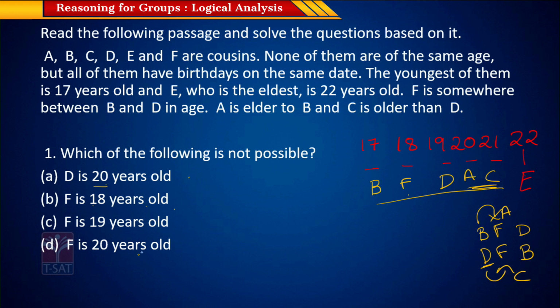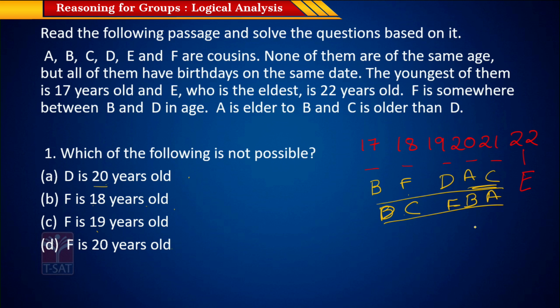And okay, let's see if F is 19 years old. F is 19 years old. We can have B here. We can have D here, and we can have B here. Okay, and C should be to the right of D, so we can have C's age here and we can have A's age here. So this is a possibility. So this is also not the right answer.